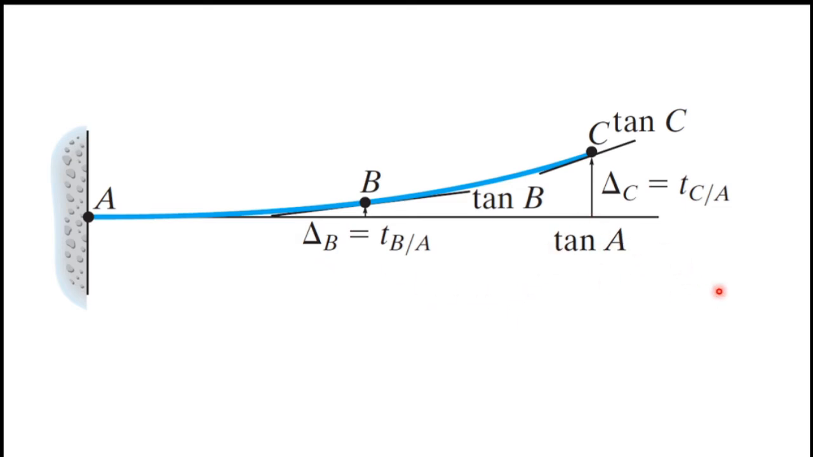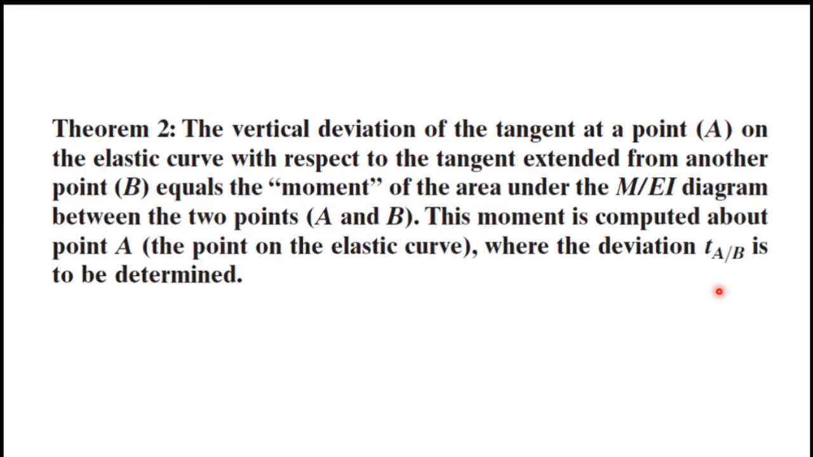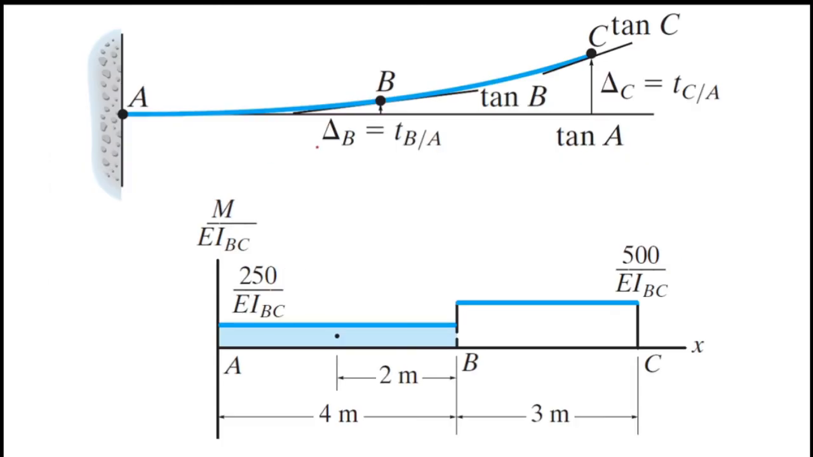Next we will see how we find these deflections. So this is theorem 2. I am not going to read this whole paragraph. You can read it. I will show you the idea of this theorem 2. First I am going to find delta B. You can see here delta B equals TB with respect to A. So there are two letters, B and A. That means we have to consider the area between A and B.